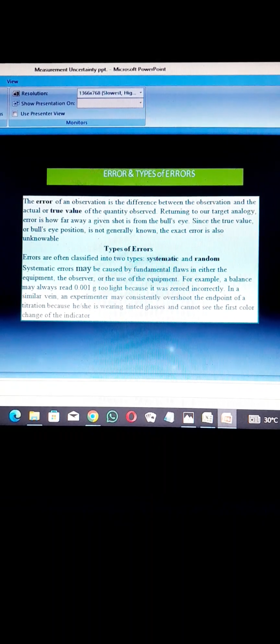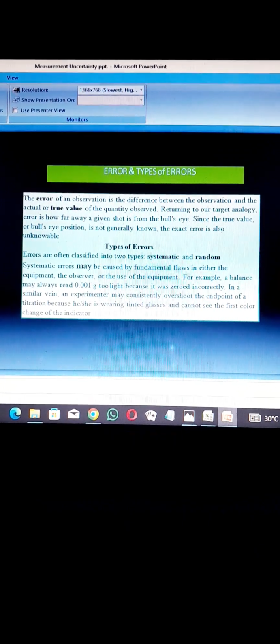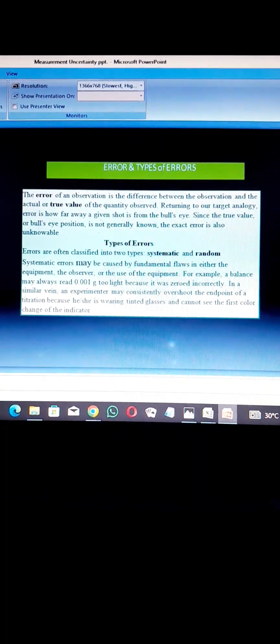Then come to errors and types of errors. Error is the difference between the observation and the actual true value of the quantity observed. Returning to our target analogy, error is how far away a given shot is from the bullseye. Since the true value or bullseye position is not generally known, the exact error is also unknowable. And now come to types of error.